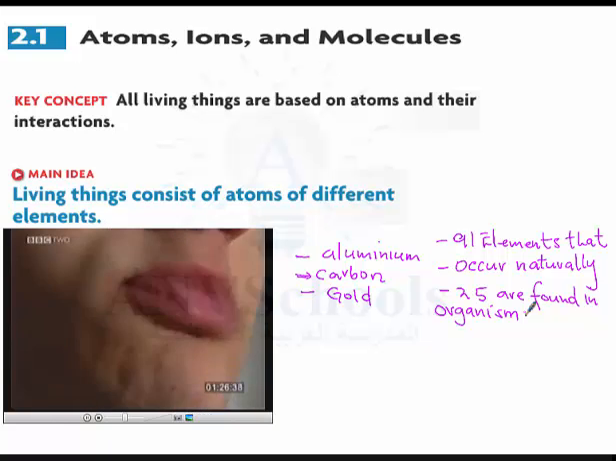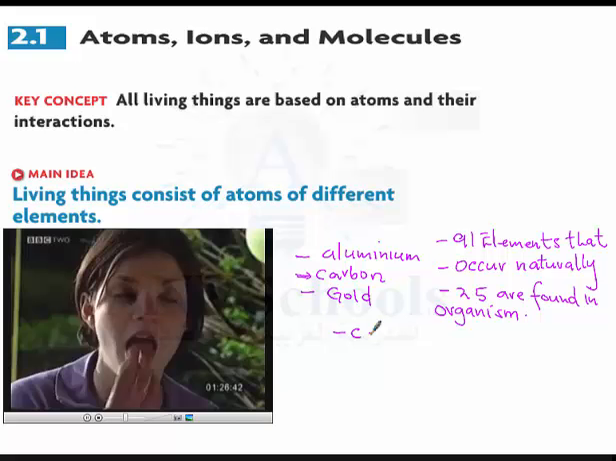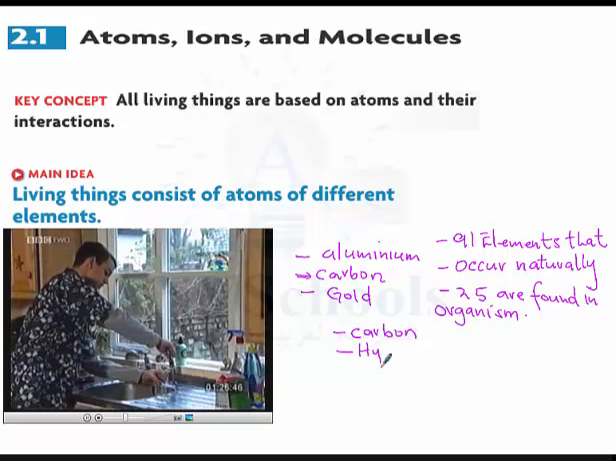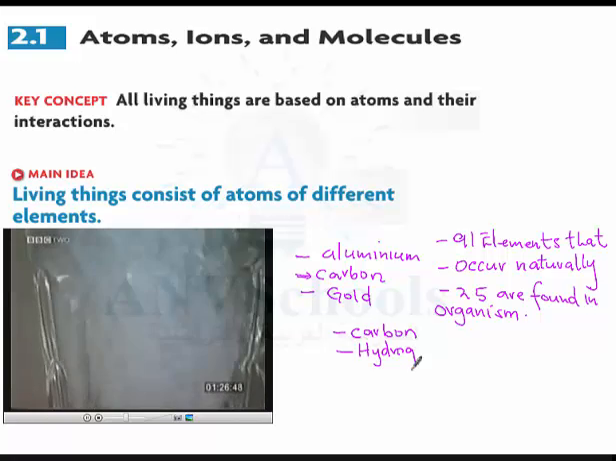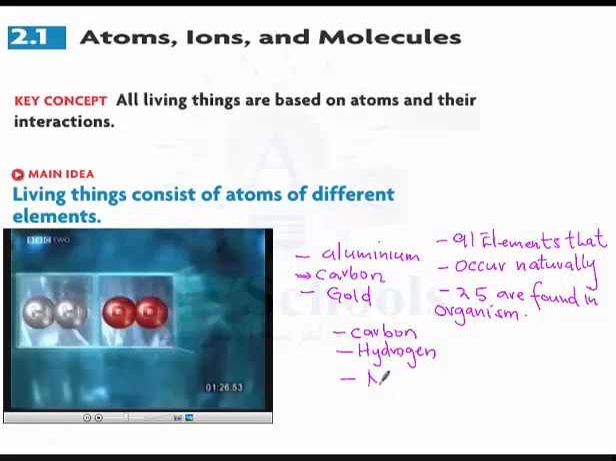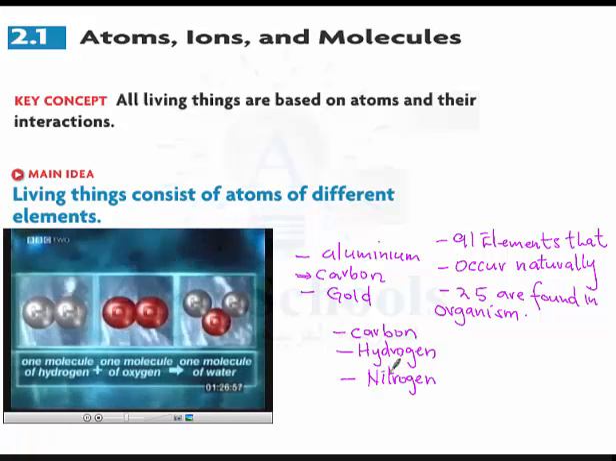We looked at examples being, for example, carbon, hydrogen, nitrogen being the most abundant, and oxygen.